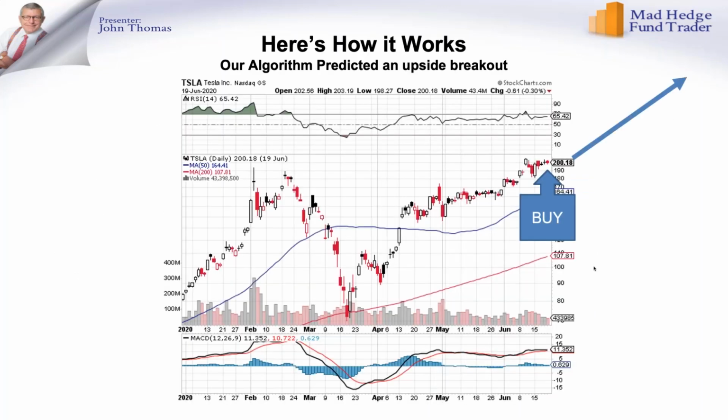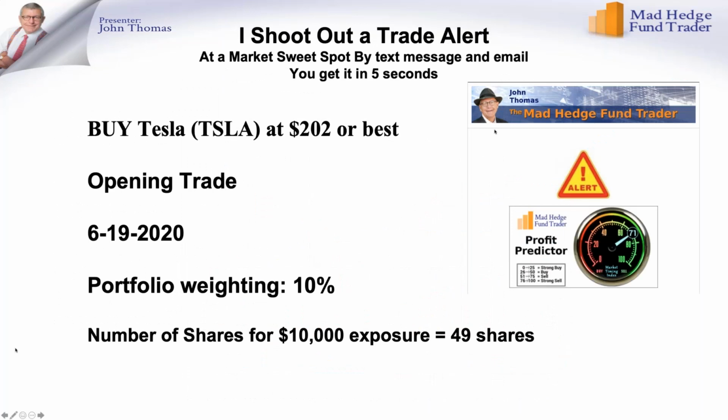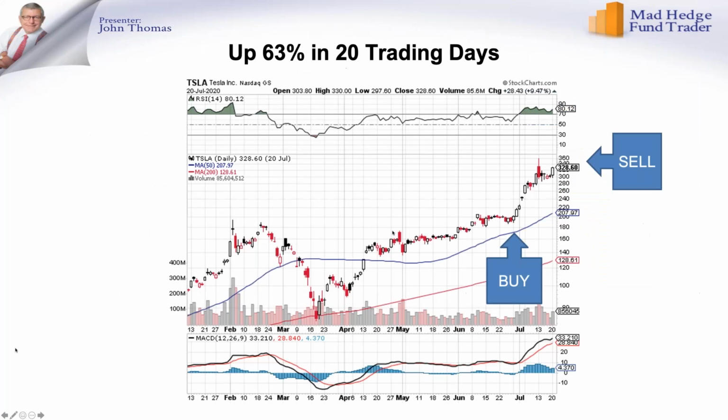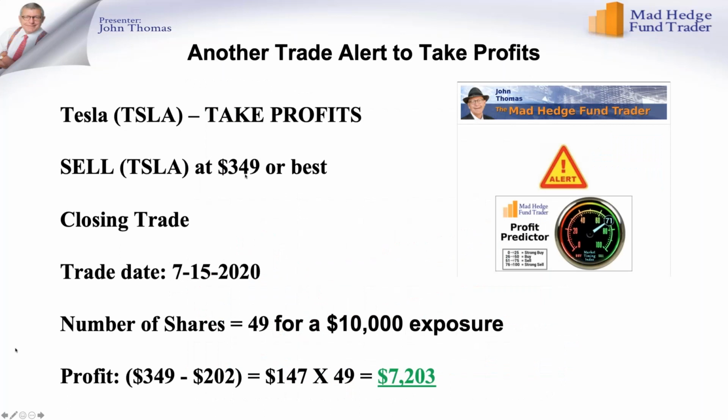Here's how it works. Last June, our algorithm predicted a major breakout in Tesla stock. So we sent out a trade alert. We said buy Tesla at 2 or best. And on this trade, you needed to spend $10,000 to get 49 shares. What happened? Tesla went up 63% in 20 trading days. So our algorithm started flashing a sell signal because it was overbought. It looked like this. We sold Tesla at $349. And on this particular trade, we made a profit of $7,203 in 20 days on a $10,000 investment.